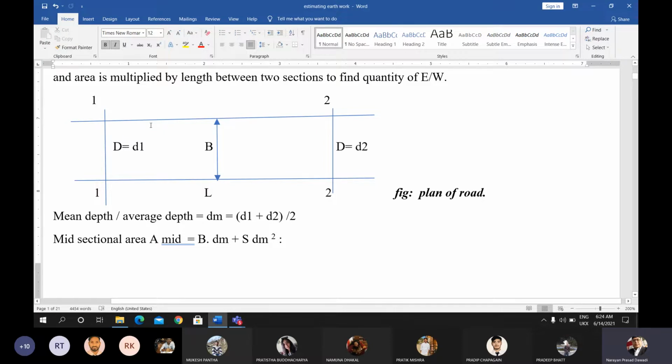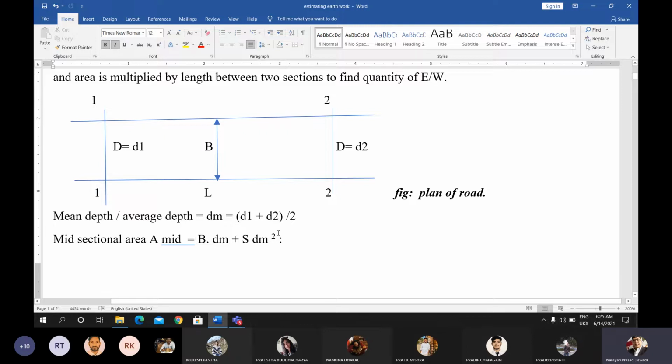Similarly, if the depth for section 1 is filling, D1 is the filling depth and section 2 D2 is also the filling depth, at that time you can take the mean depth as D1 plus D2 divided by 2. Okay, and find the mid area using the trapezoidal formula to find the filling sectional area as mid area, BDM plus SF into DM square, okay, for the filling area.